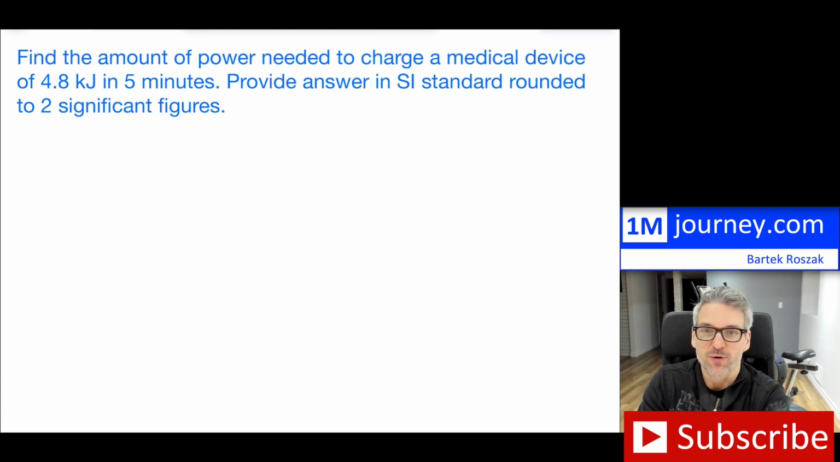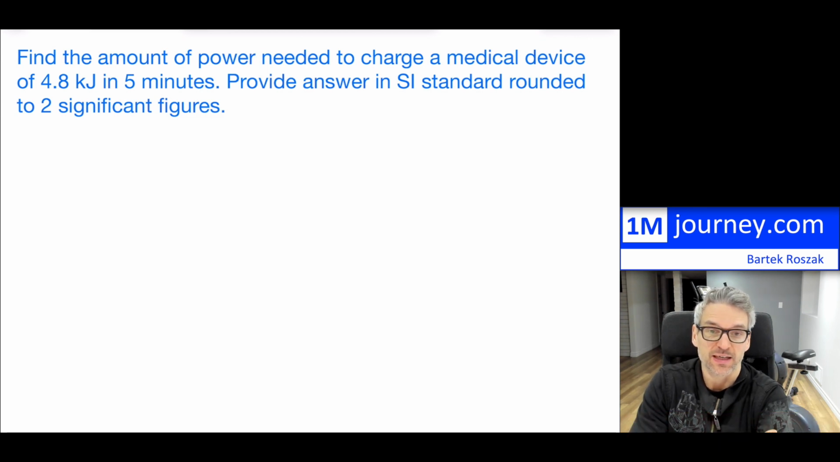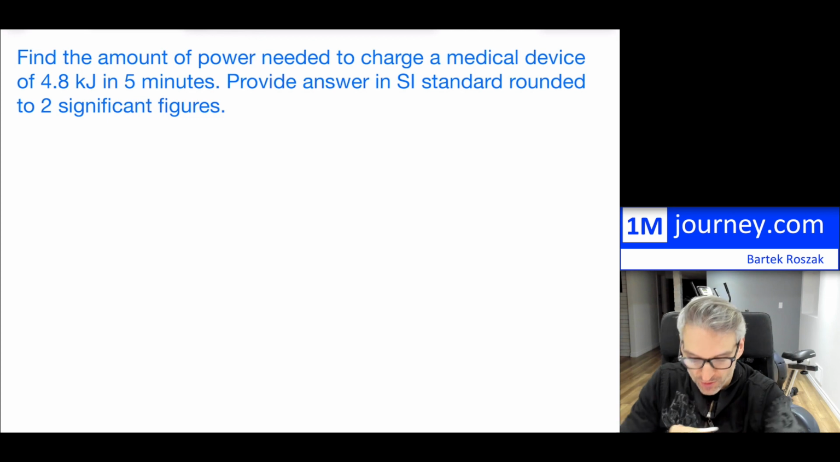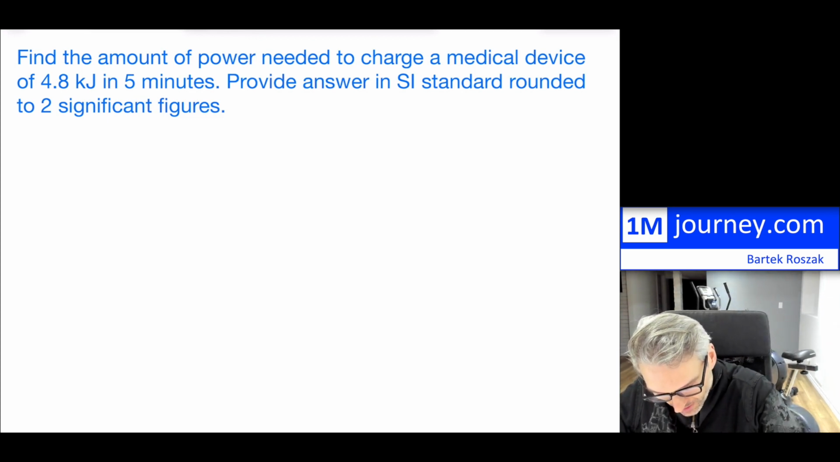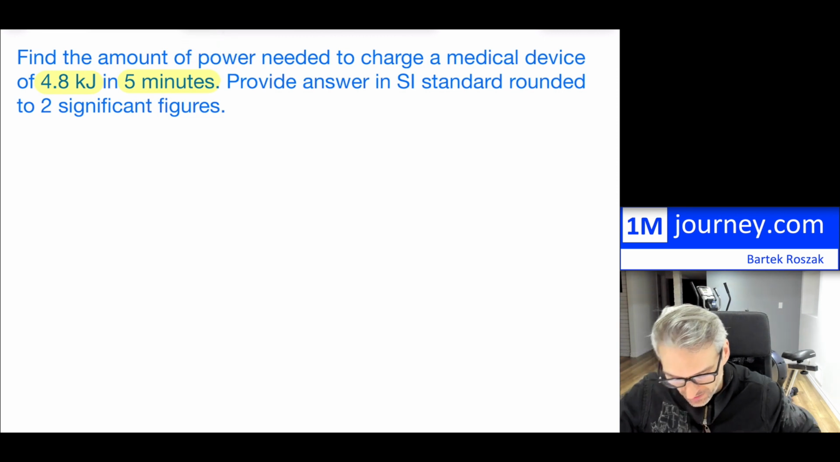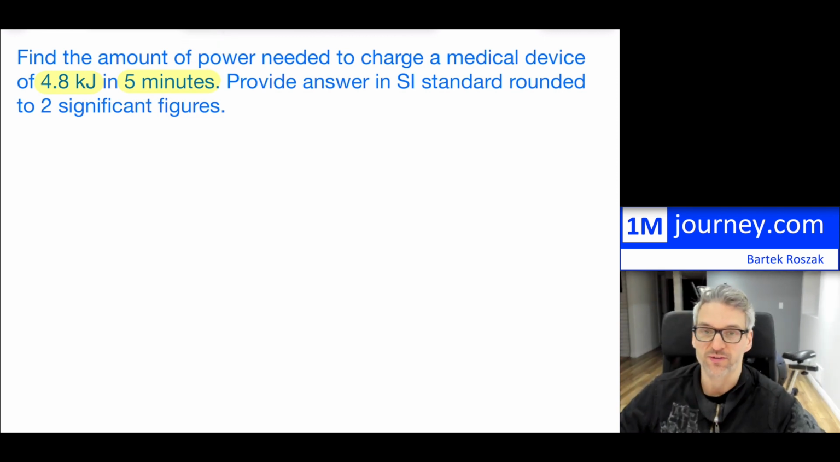Find the amount of power needed to charge a medical device of 4.8 kilojoules in 5 minutes. Provide the answer in SI standard, so the metric standard units, rounded to 2 significant figures. All right, so let's take a look here. So what do we have given? We have a couple of pieces of information here. So we have 4.8 kilojoules, which is the energy needed, and then we have how long we want this to happen over, which is 5 minutes.